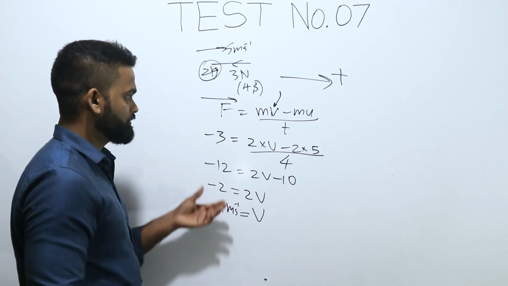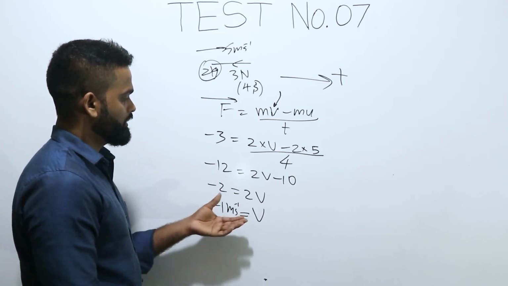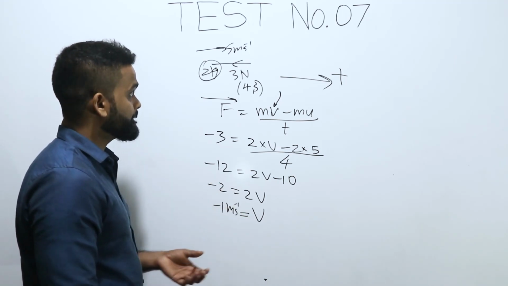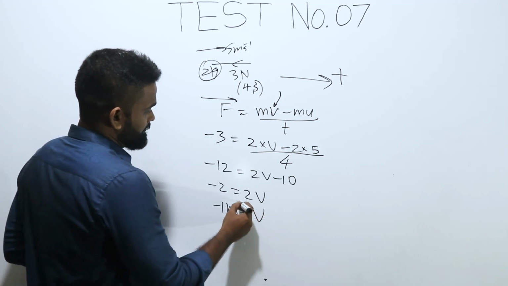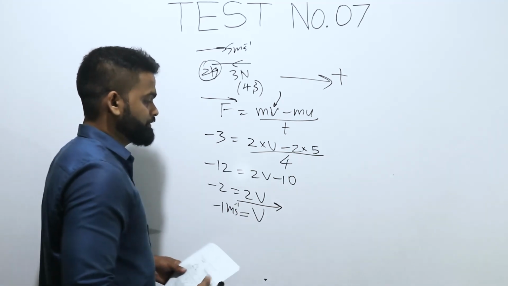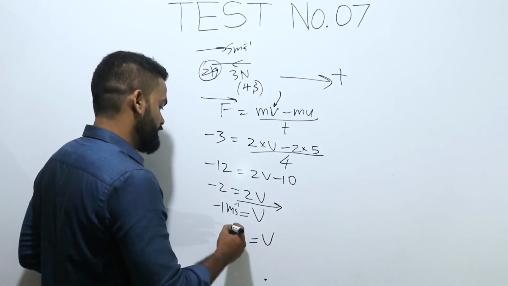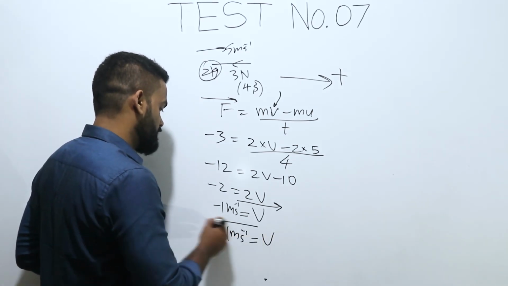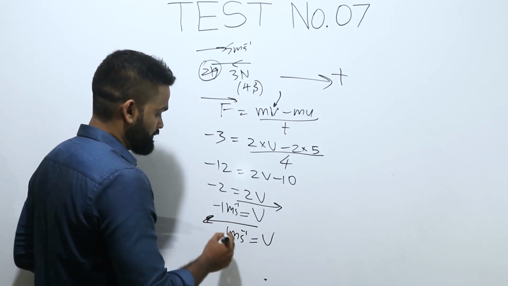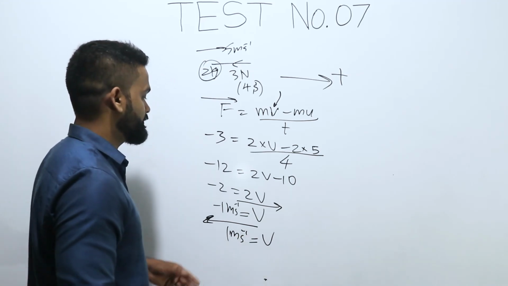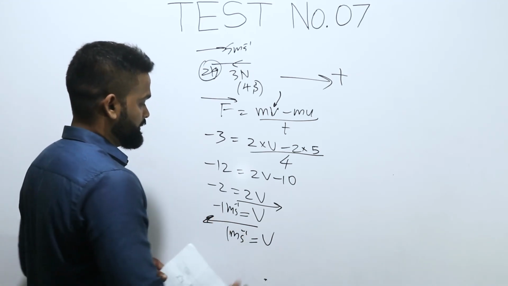So what does this mean? This is minus 1 meters per second to this side, but to the other side, it should be a positive value. To this side, it is 1 meter per second. Left side, right?